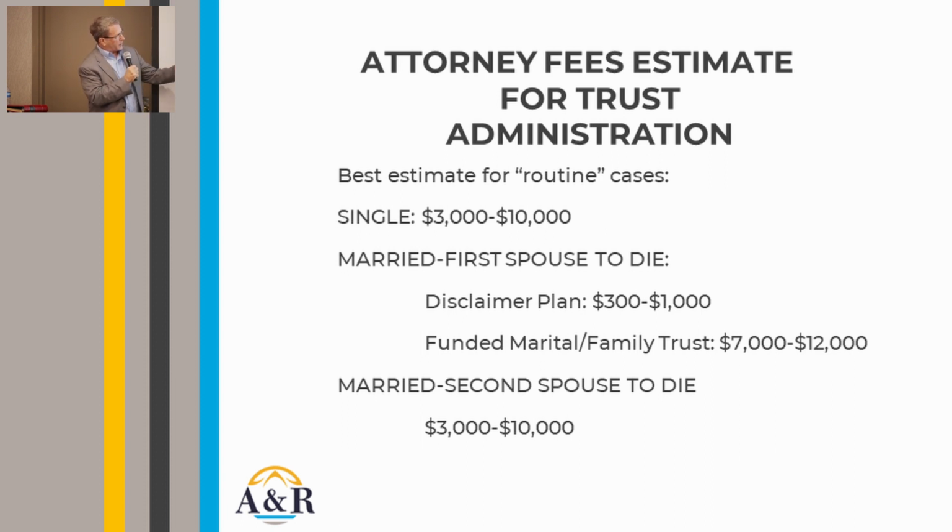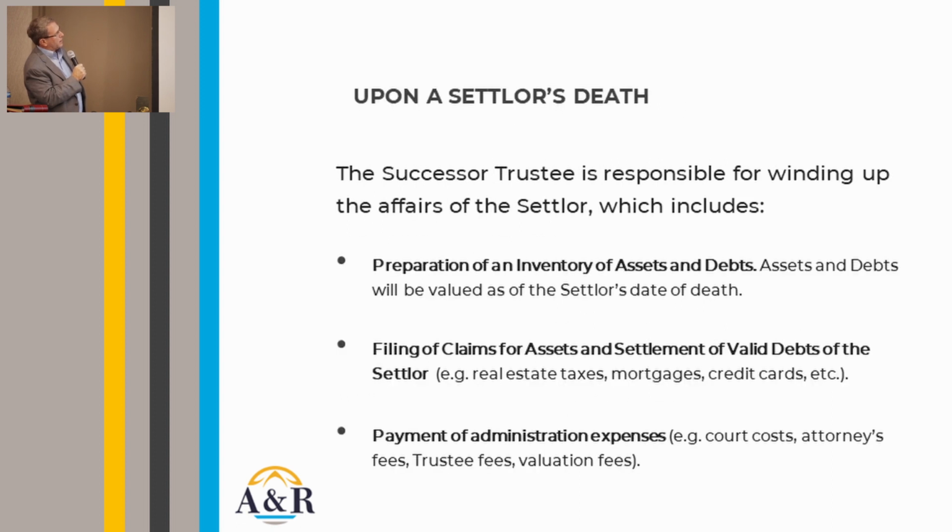Now, the married second-to-die spouse is very much like a single person at that point, the way that case is settled. So once again, we're between $3,000 to $10,000. And we can skip to the next slide.